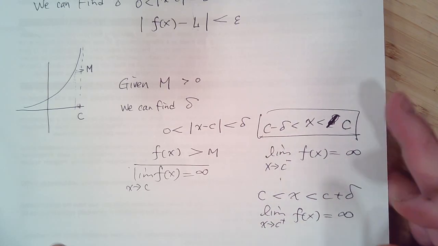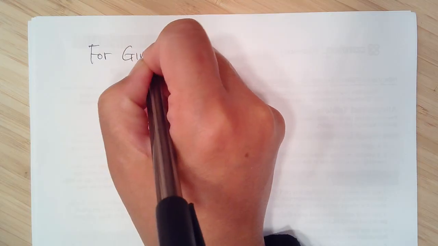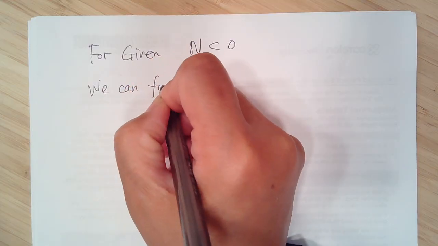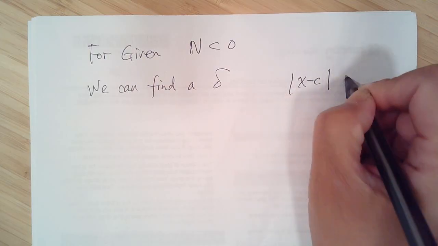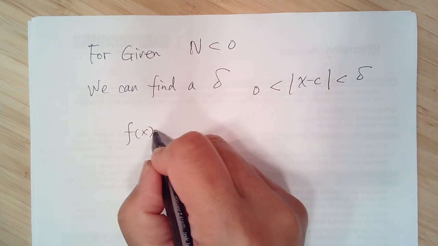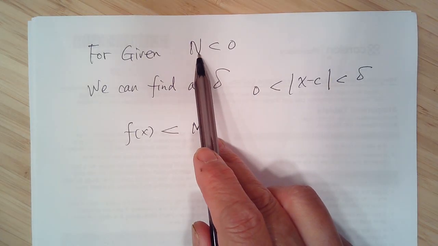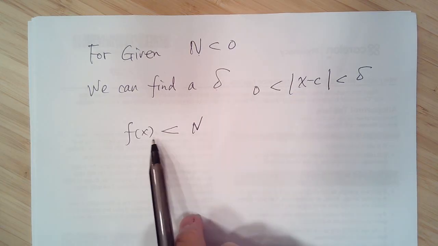So far this is for positive infinity. If I give you a very negative number N, which is less than 0, we can find a delta such that x minus c is within delta, such that f of x is less than N. Okay, so no matter how low or how negative this number is, we can always find a delta such that when x is really close to c, f of x is less than that.